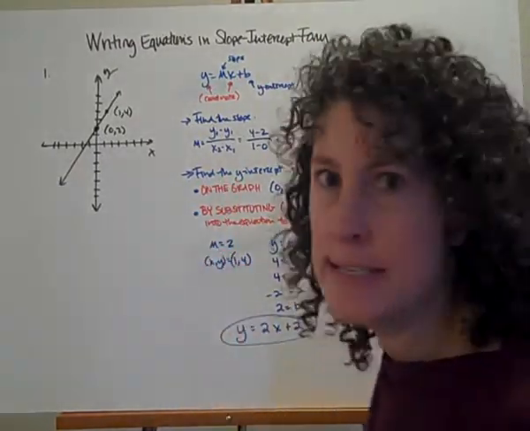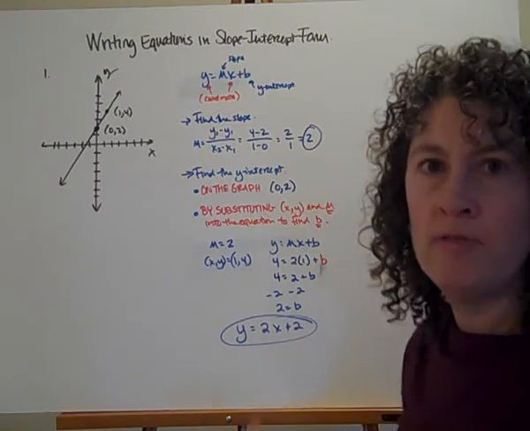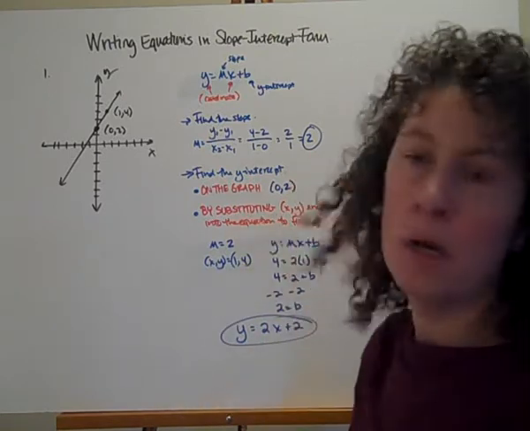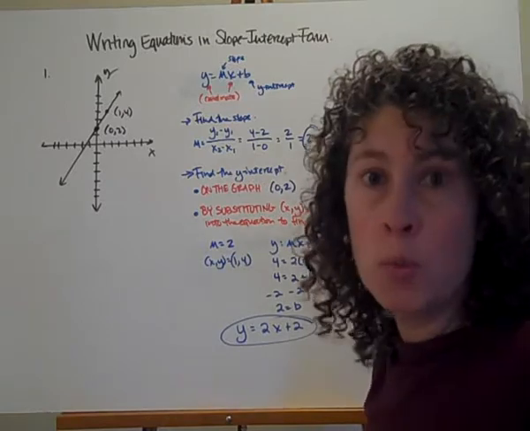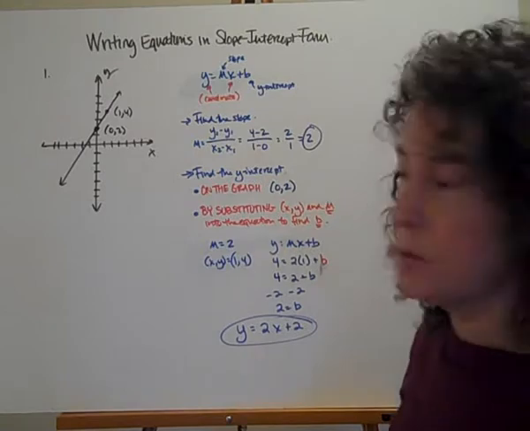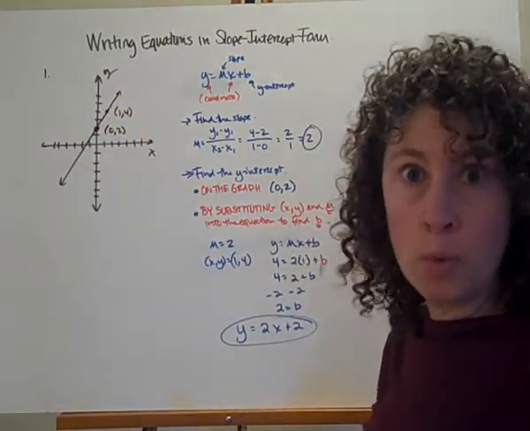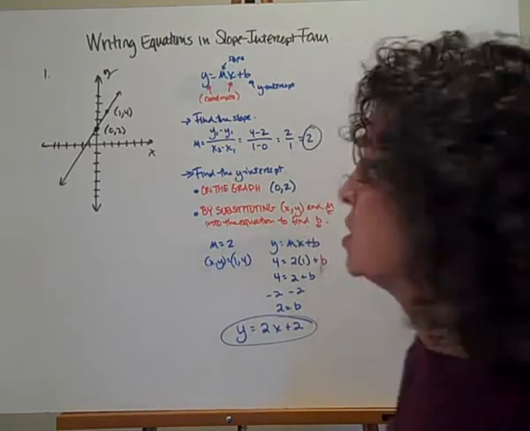Writing equations in slope-intercept form. So up until now, we have been given an equation and we've figured out a table and then we've graphed it, or we've graphed it using the slope and the y-intercept. Now we're going to go backwards. So we'll be given a graph, or we'll be given some ordered pairs, or we'll be given a word problem, and we're going to create the equation from that particular situation.